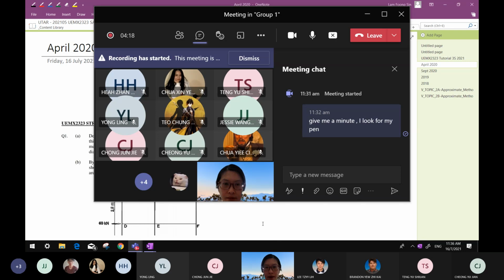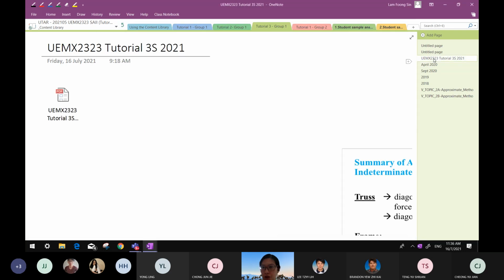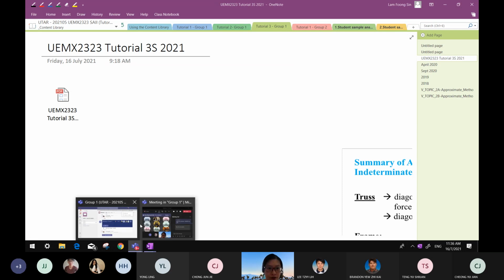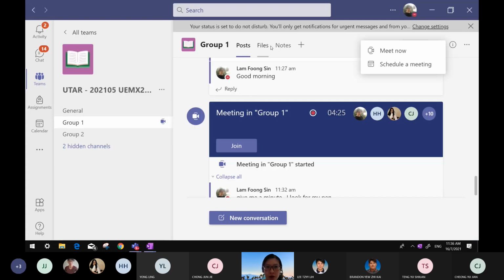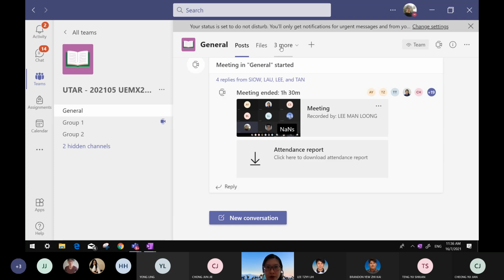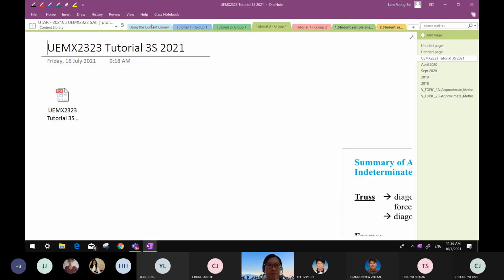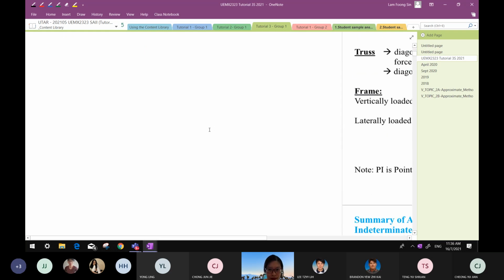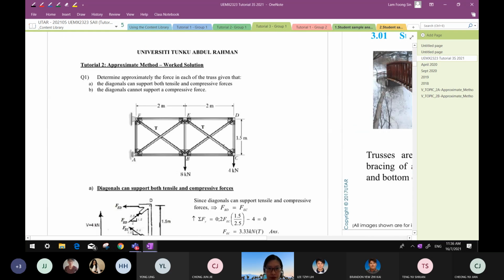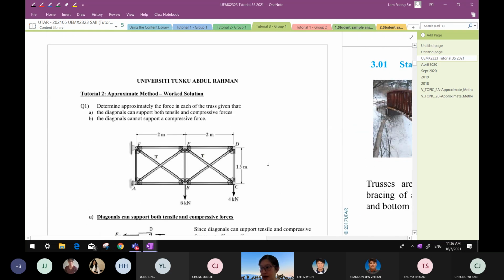Okay, thanks. So now I'll go through the past papers. You go, again, the normal thing, under General, then go to the Class Notebook here at the top, and then you will come to here, right? So go to Tutorial 3, Group 1 today. Today we're going to do the approximate method.